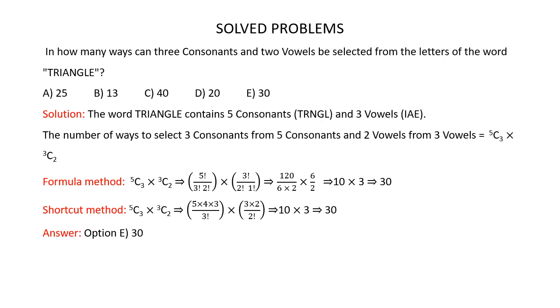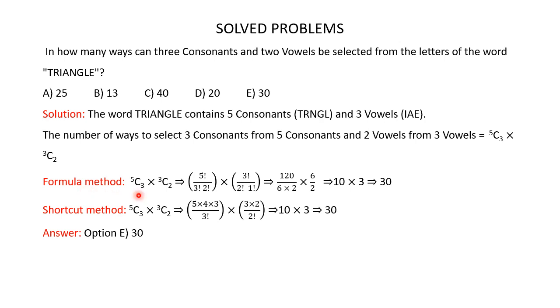Now 3 consonants can be selected from 5 consonants in 5C3 ways and is multiplication. And 2 vowels can be selected from 3 vowels in 3C2 ways. Now we can find the value of 5C3 multiplied by 3C2 either using the formula method or the shortcut method. Let's look at the formula method first.